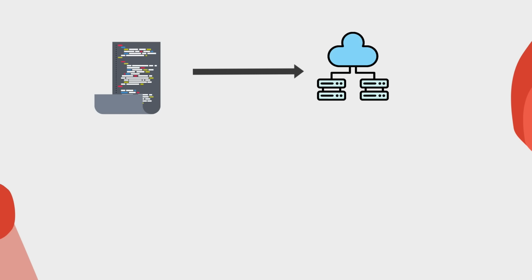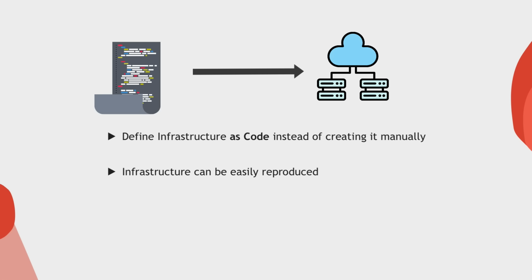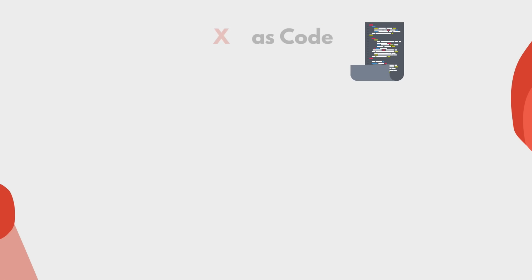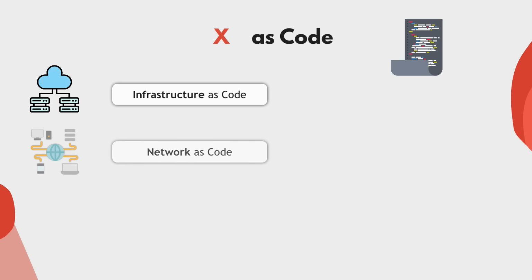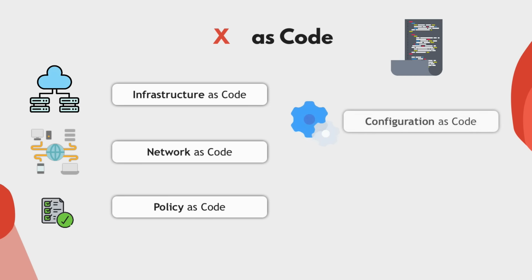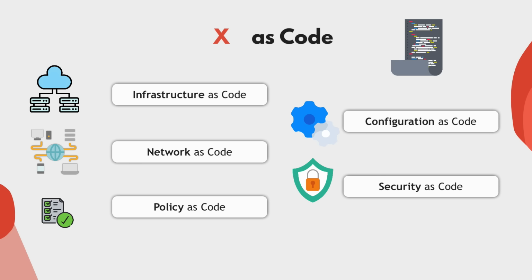As you know, the infrastructure as code concept is when you define your infrastructure as code instead of manually creating it. This makes our infrastructure much easier to reproduce and replicate. But note that infrastructure as code actually evolved into defining not only infrastructure, but also network as code or policy as code and configuration as code, etc. So it's not only about infrastructure anymore. These are all types of definitions as code, or as they also call it, X as code.